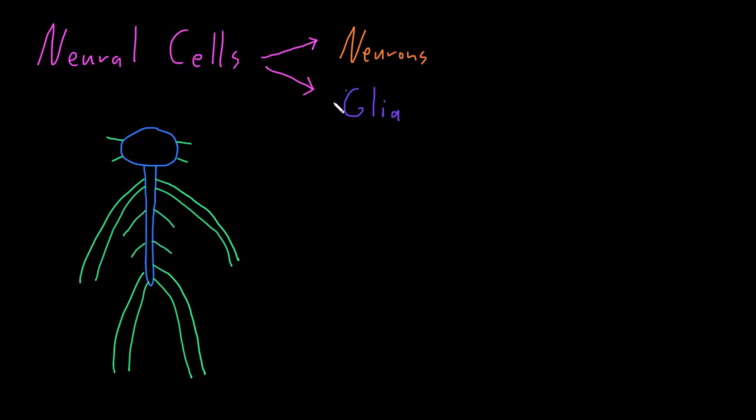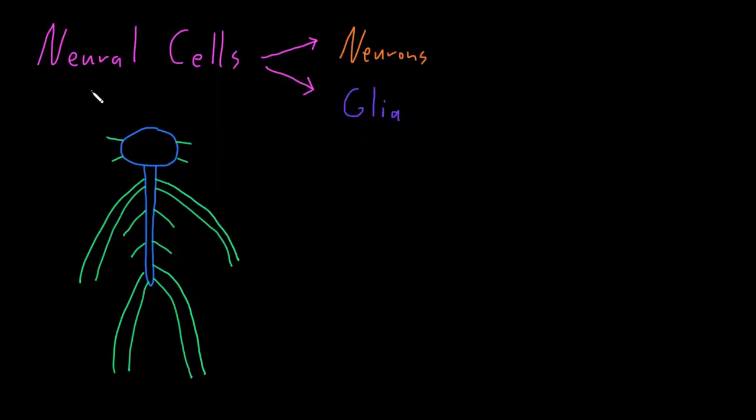Calling neurons nerve cells is a little problematic because these structures in the peripheral nervous system called nerves are made up of neurons, but they also contain glial cells, and they contain a number of other cells that aren't neural cells at all. However, you'll often hear people refer to neurons as nerve cells because that was the traditional name for them. Neurons are found both in the central nervous system, the brain and the spinal cord, and the peripheral nervous system, in the nerves. But the different types of glial cells are found only in one or the other.